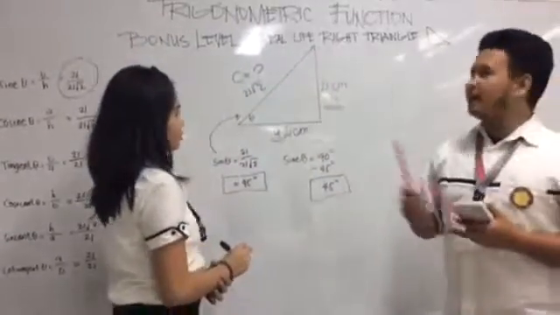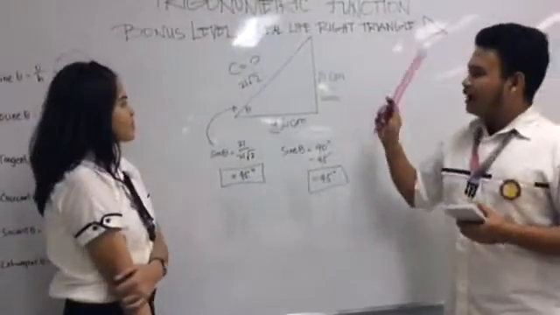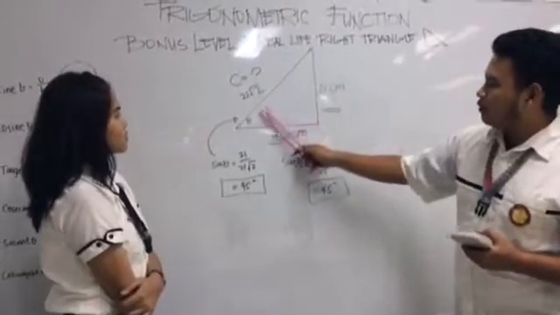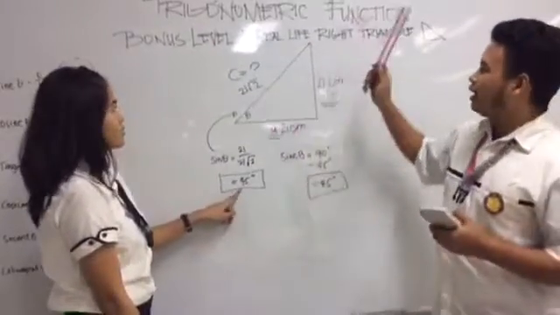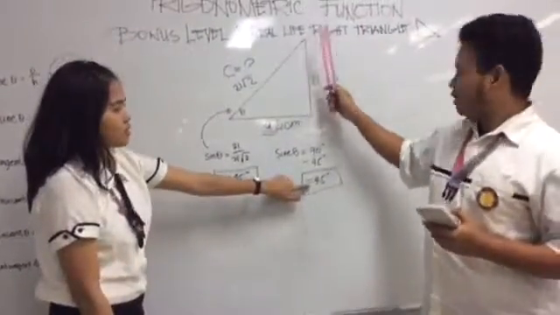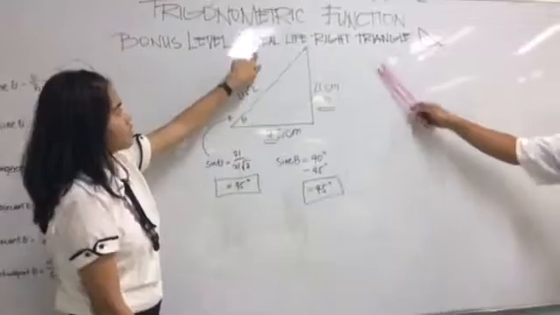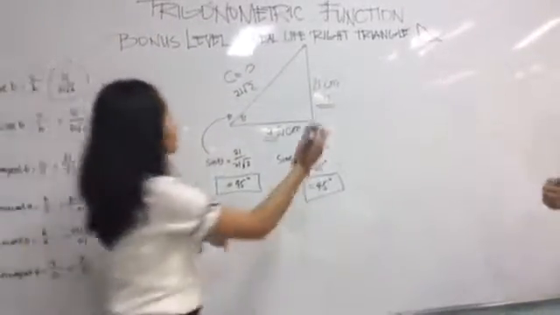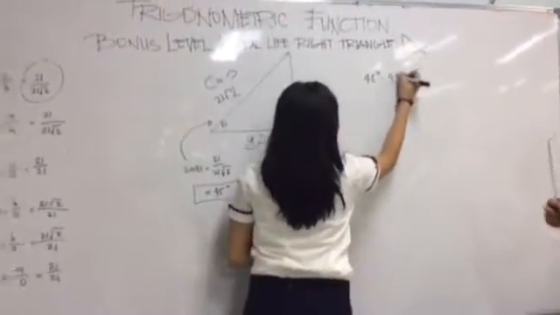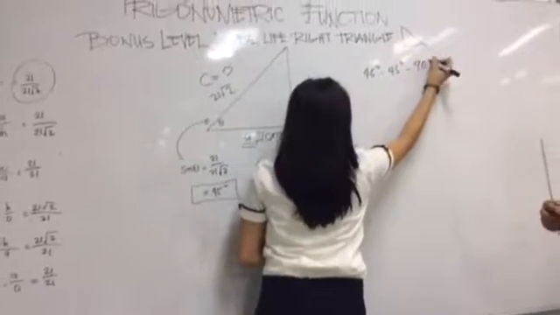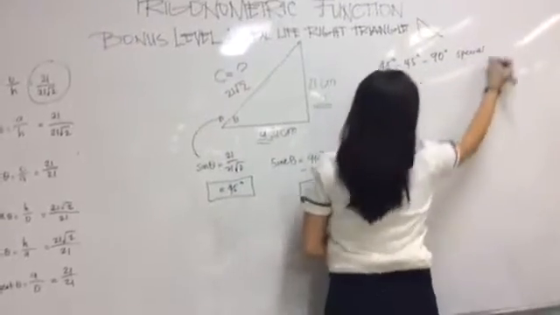And we concluded that this right triangle is a special right triangle because the first angle that we determined is 45 degrees, and the second one is 45 degrees. So we concluded that this is a 45-45-90 special right triangle.